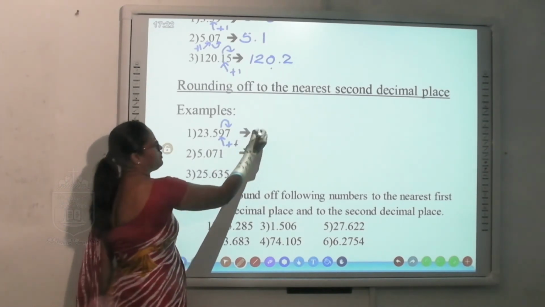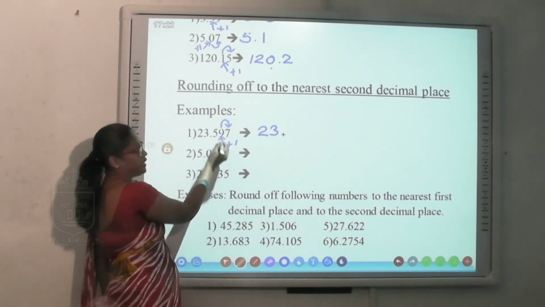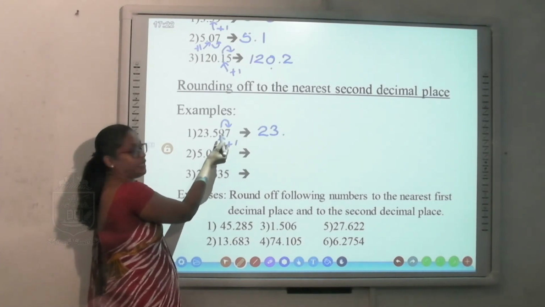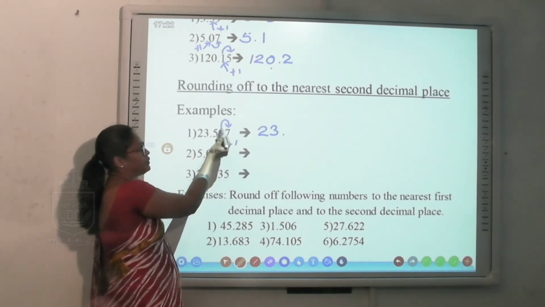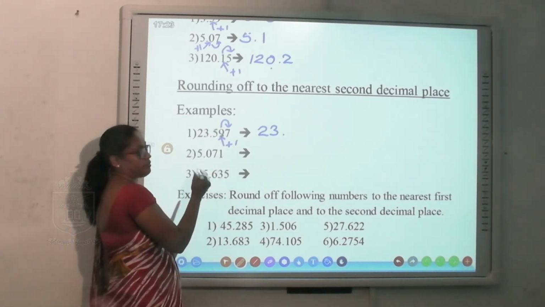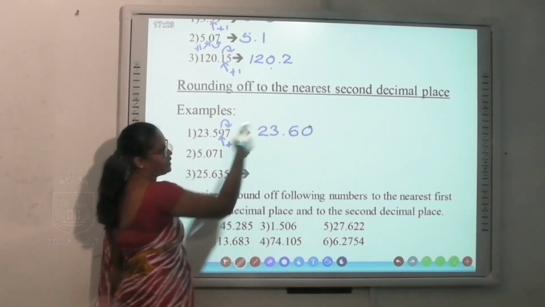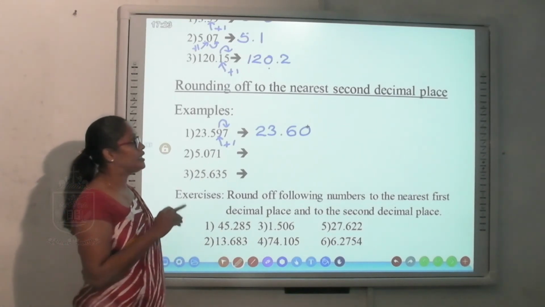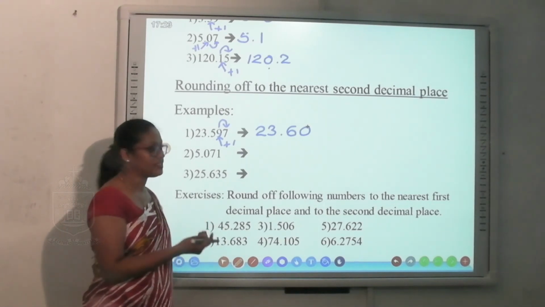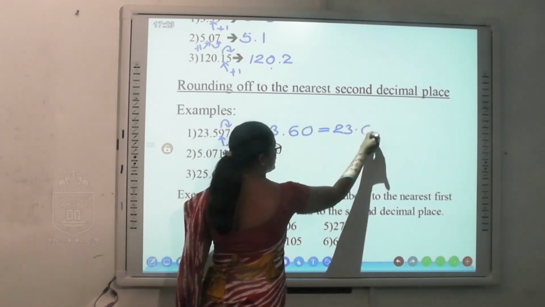So the final answer will be 23 point, right? Once I add 1 to this number, it becomes 10. We can't leave 10 here. Therefore I put 0 here and I add the tens place to the first decimal place. So this becomes 6, actually 6, 0. Now my target is to round off this number to the nearest second decimal place, but it is automatically rounded off to the first decimal place. This one we can write as 23.6.